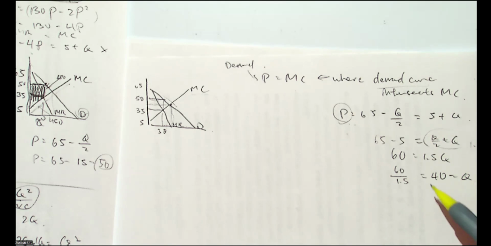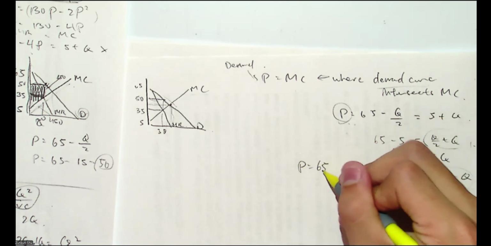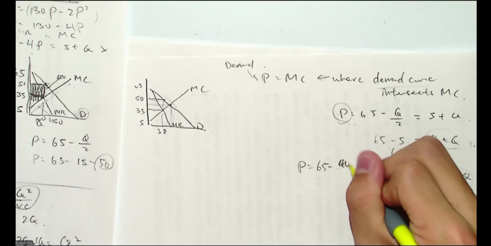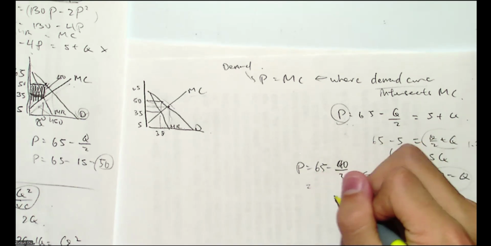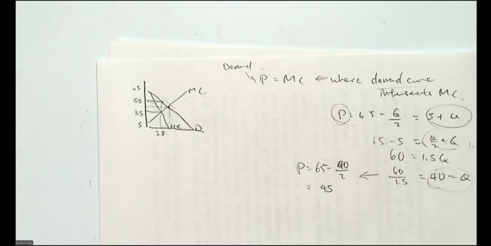And the question is, well, what's P? Oh, you just plug it back in. Now we have Q is 40. P is equal to 65 minus Q over 2, right, which is 40 over 2. So 65 minus 20, so 45. You could also just plug 40 into MC, and you get 5 plus 40 equals 45. That also gives you a price. Both ways possible. So we got this.